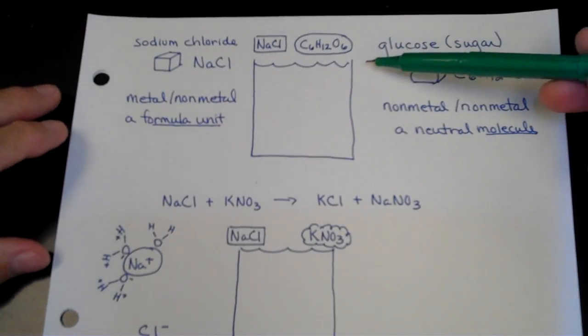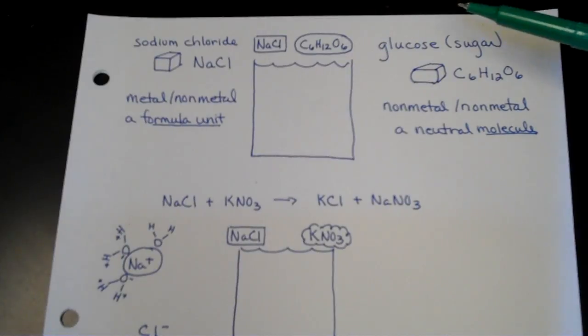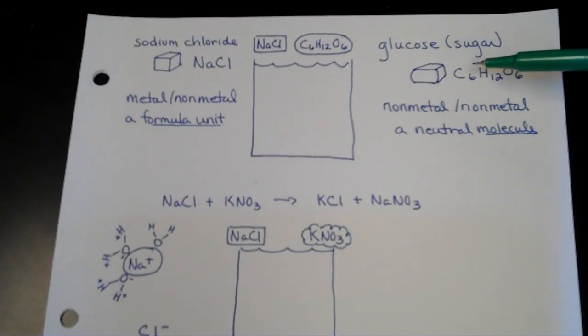Let's take the first reaction, where we have some sodium chloride. We'll also take some glucose. This is a simple sugar. We're going to dissolve each of these in water. We know that both of these are white crystalline solids, and they are both soluble. You know that. Salt and sugar dissolve in water.